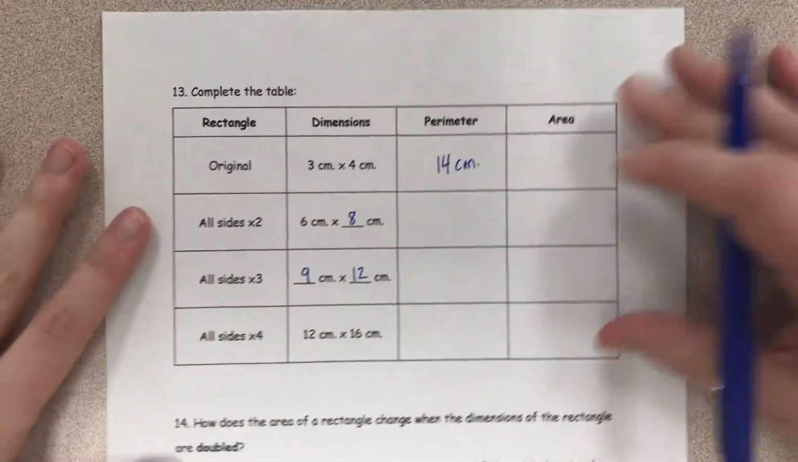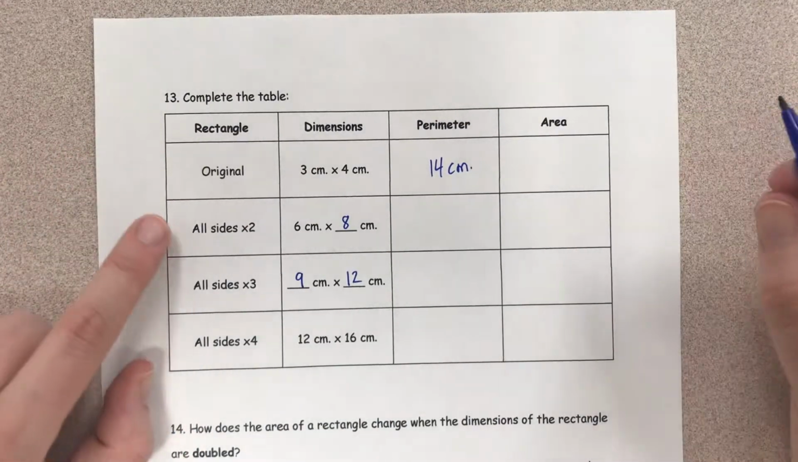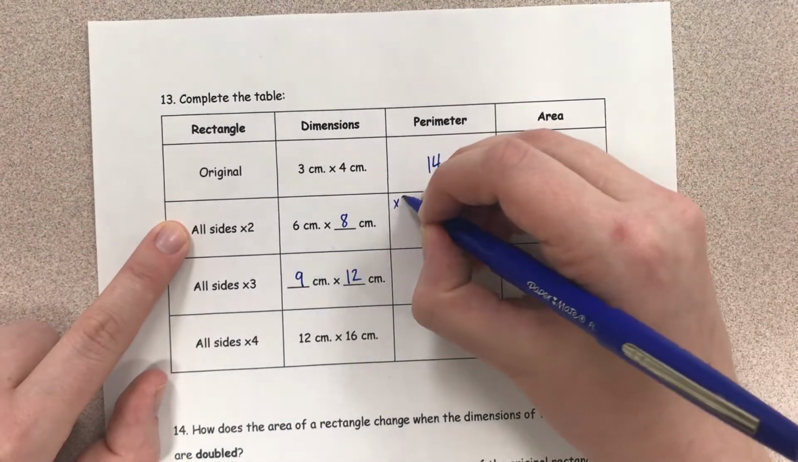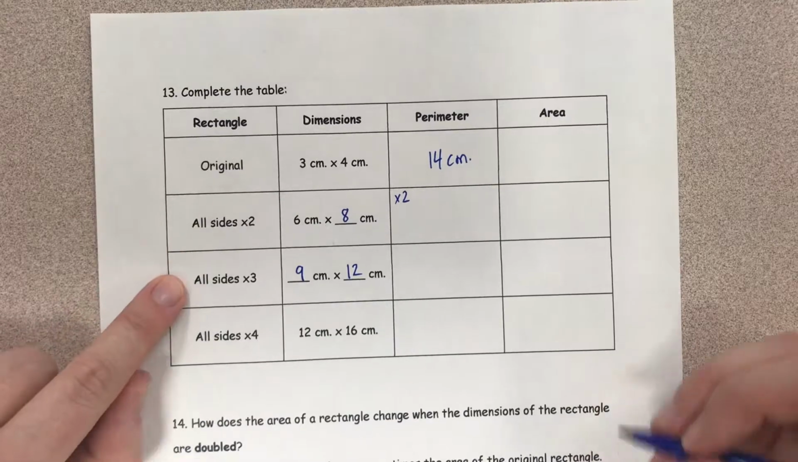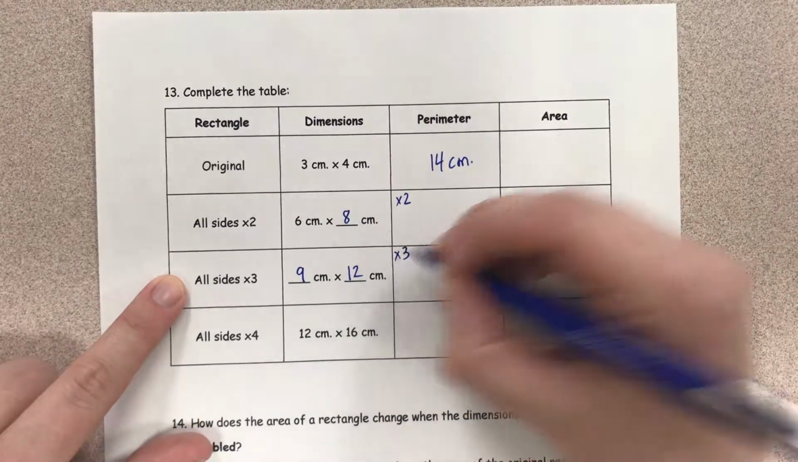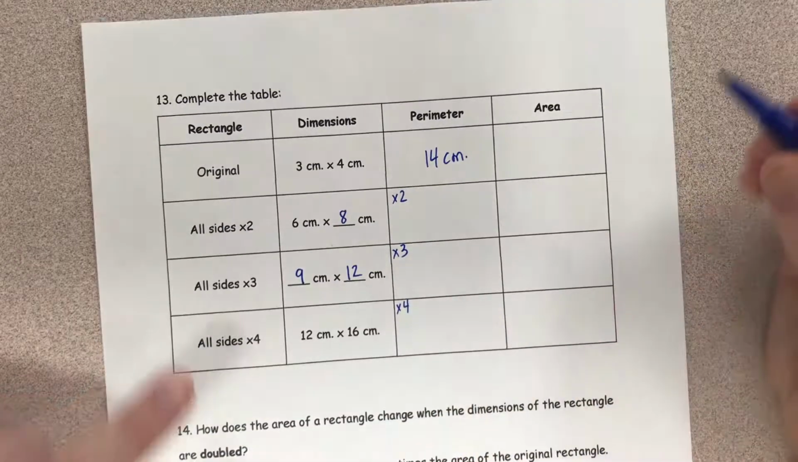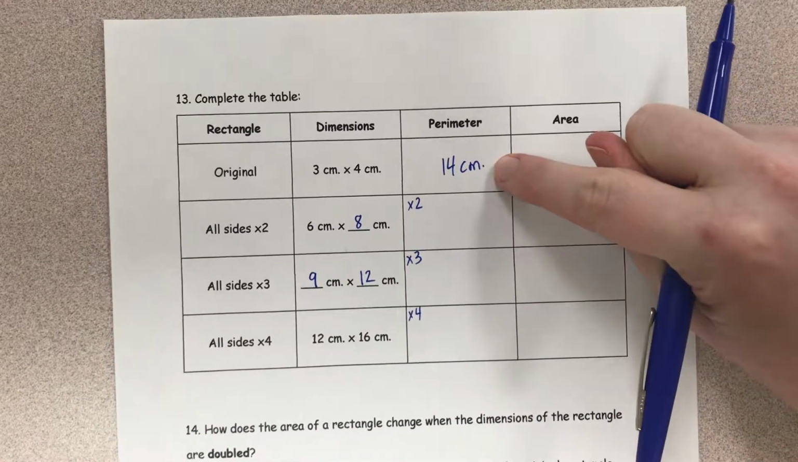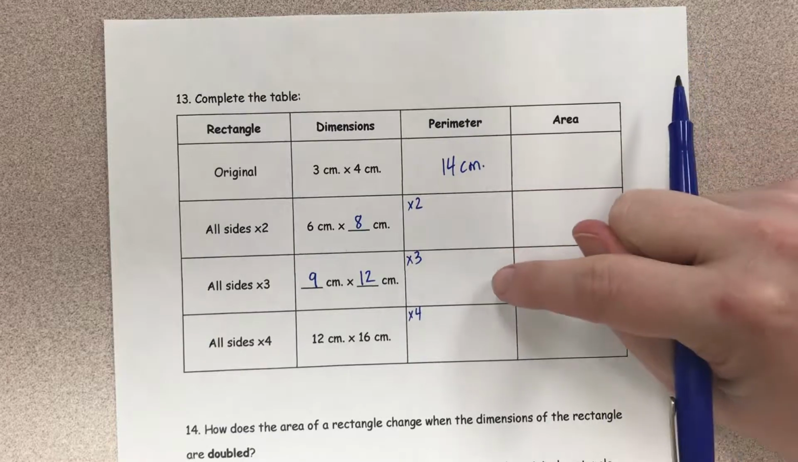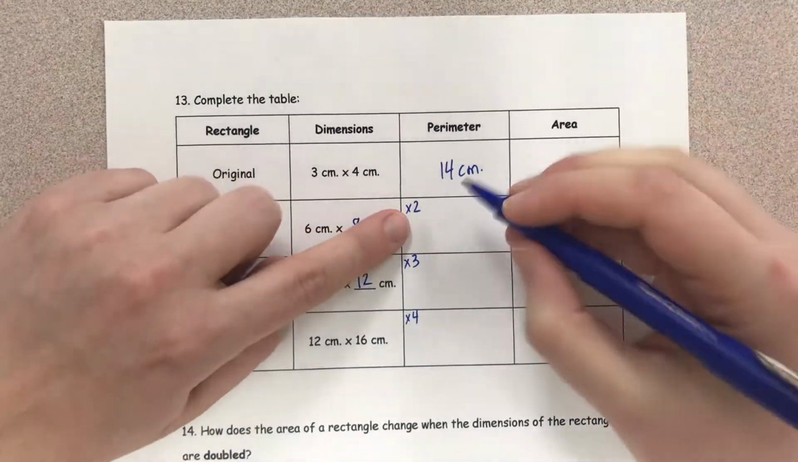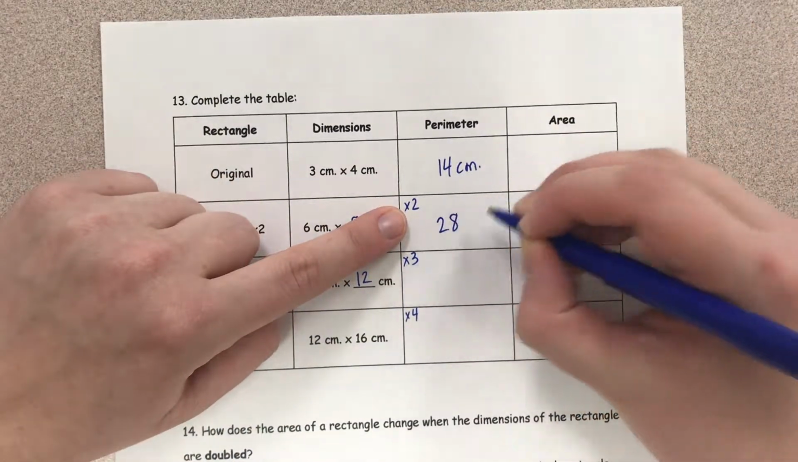Now, if you remember, the rule for perimeter is if you're doubling all the sides, you're doubling the original perimeter. If you're tripling all the sides, you're tripling the perimeter. And if you're quadrupling all the sides, you are quadrupling the perimeter. So now you just have to take that original perimeter and double it, triple it, quadruple it. So 14 doubled is 28 centimeters.